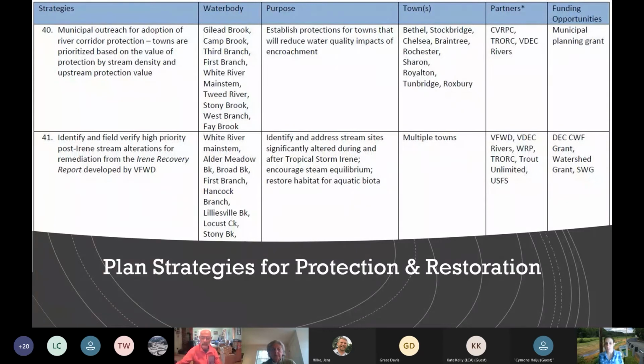So these plans that we develop can also be used while developing the natural resources section of a new town plan or a water quality section in a new town plan, because they identify priorities for restoration and water quality for towns. They also identify high quality rivers, lakes, and wetlands for protection. So they can be utilized when you're working on your updates to your town plans. And I'm always happy to help, and so are the regional planning commissions with that.